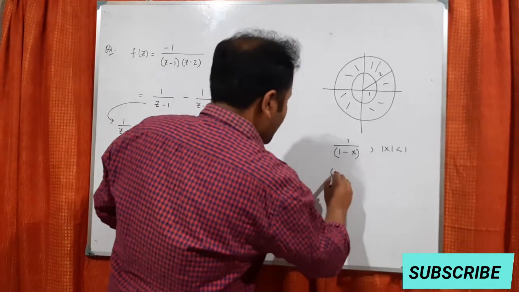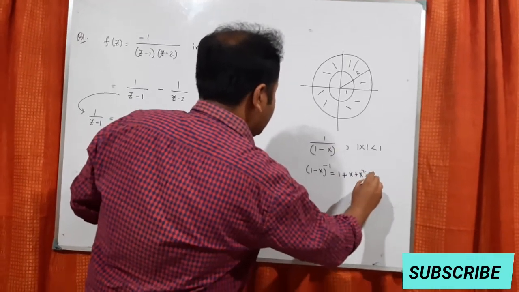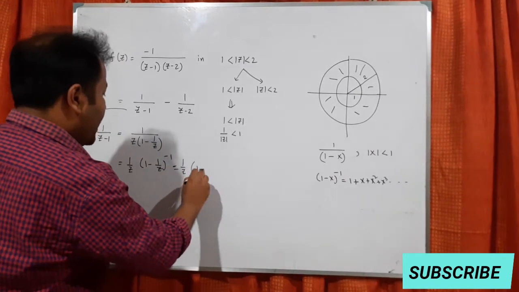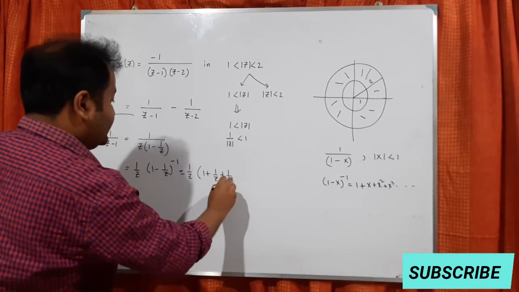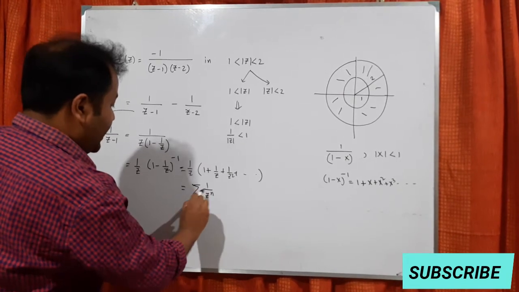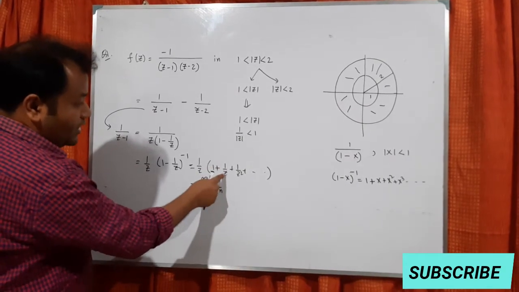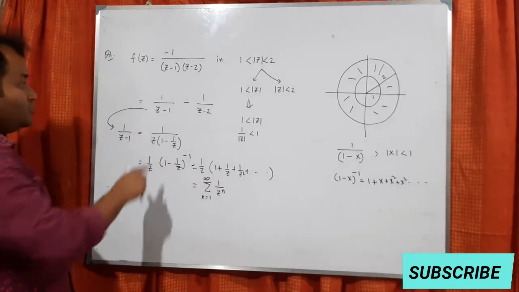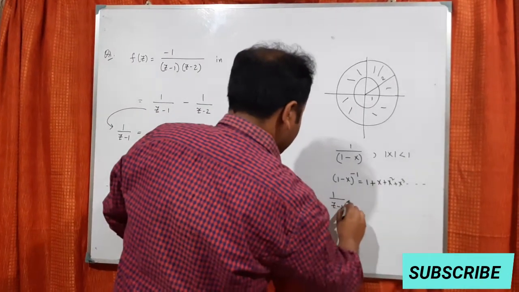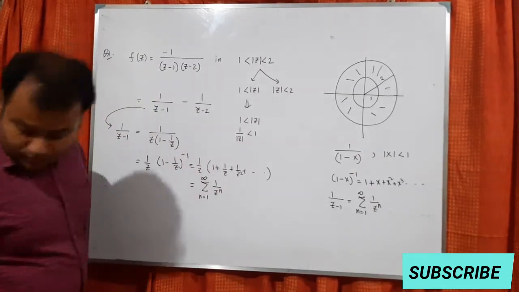Now what I know is 1 minus x to the power minus 1 is 1 plus x plus x square plus x cube and so on. So it becomes 1 by z times 1 plus 1 by z plus 1 by z square and so on. Basically this is summation 1 by z to the power n, n equals 1 to infinity, because if you multiply, it will be 1 by z, 1 by z square, 1 by z cube and so on. So for 1 by z minus 1 we have got summation 1 by z to the power n, n equals 1 to infinity.